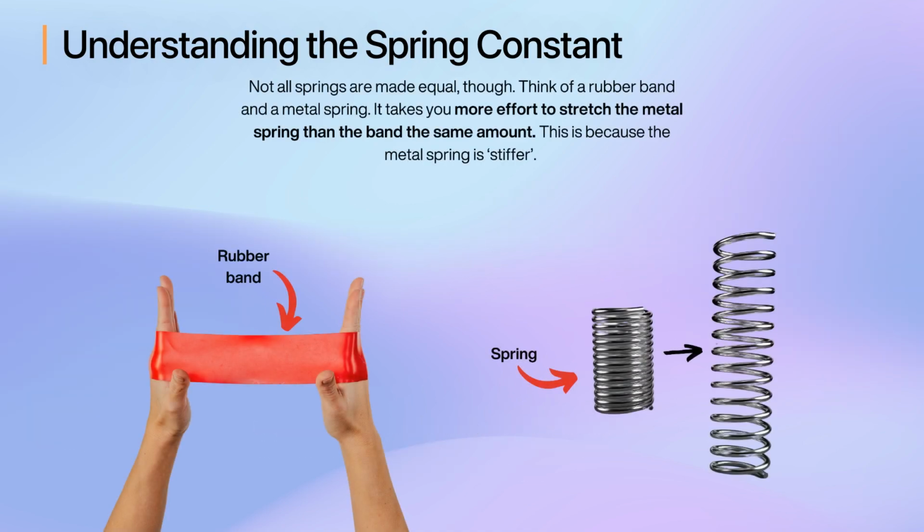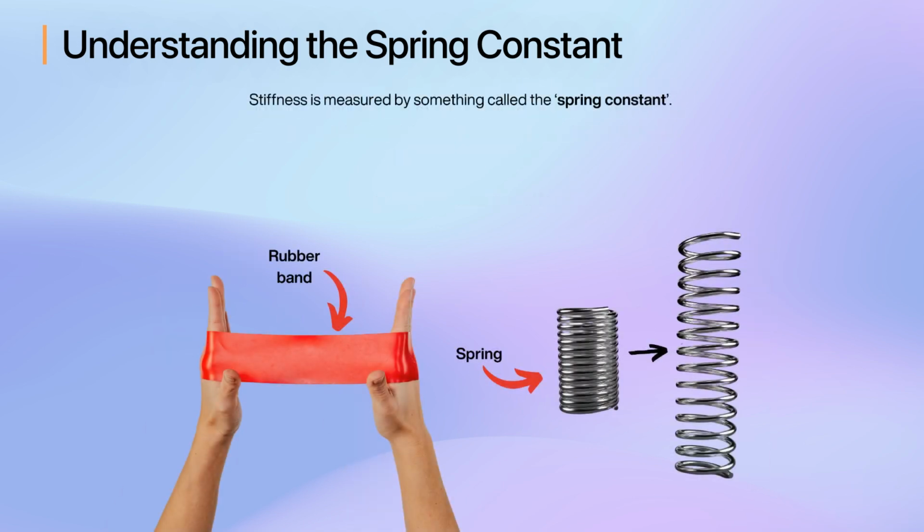Not all springs are made equal, though. Think of a rubber band and a metal spring. It takes you more effort to stretch the metal spring than to stretch the band the same amount. This is because the metal spring is stiffer. But how do we measure stiffness? Stiffness is measured by something called the spring constant.